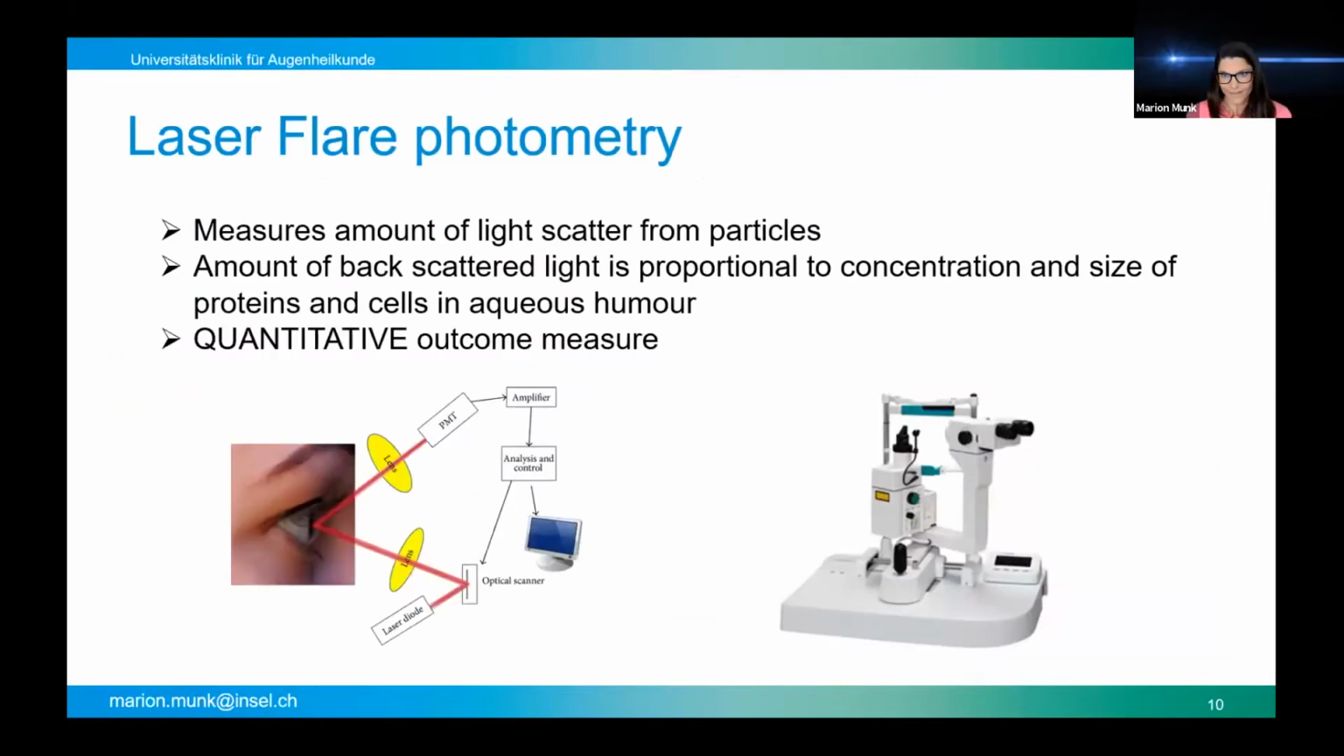So what is laser flare photometry? Laser flare photometry in general measures the amount of light scattered from particles. So what does it do? The coherent light from a laser diode is sent to the anterior chamber of the eye, and then the light which is backscattered is measured and quantified by the device. This amount of backscattered light is proportional to the concentration and size of protein and cells in the aqueous humor. And you can already see that it's a quantitative outcome measure. The outcome measure here is photon counts per millisecond.